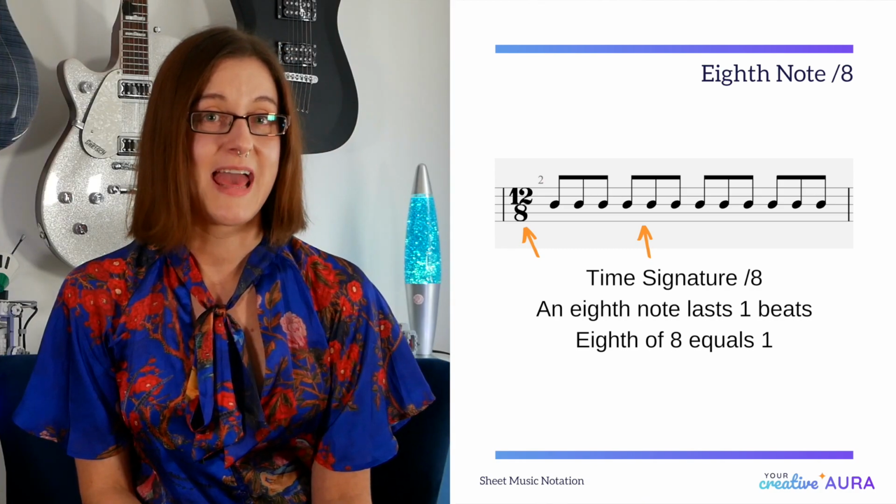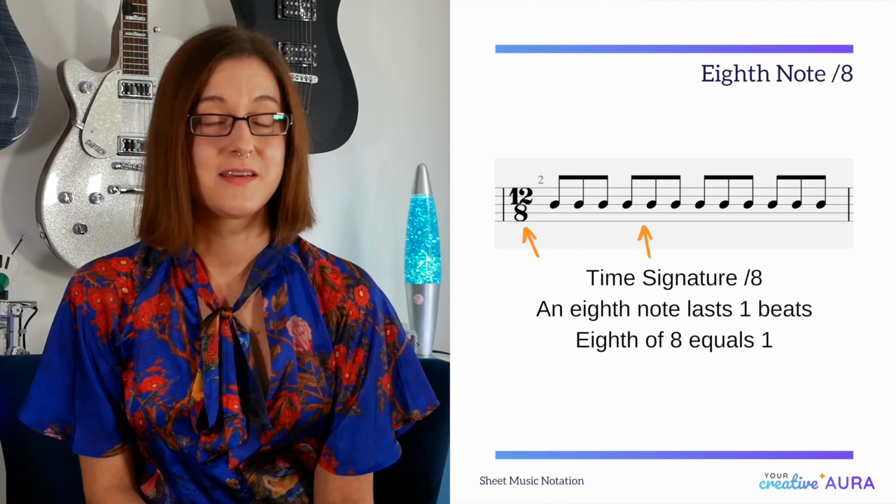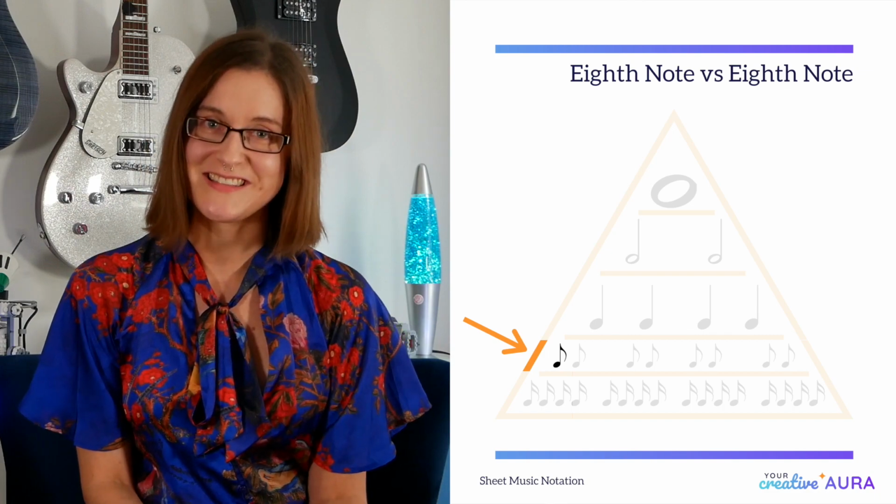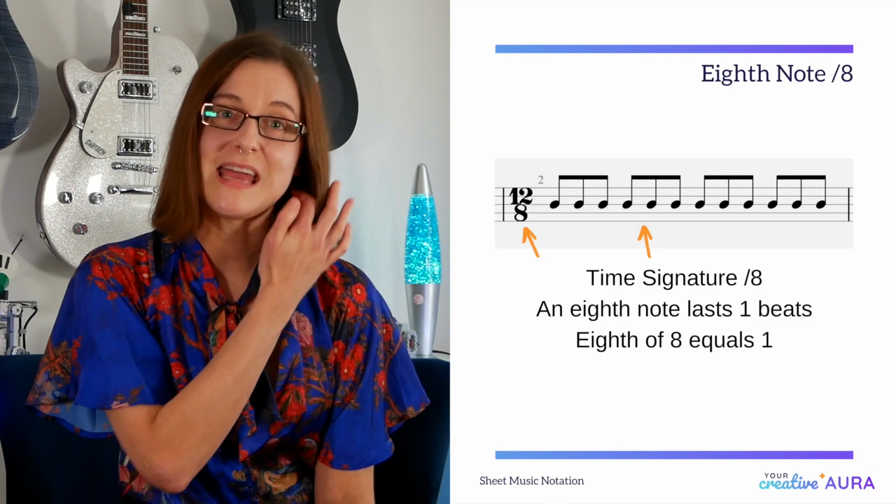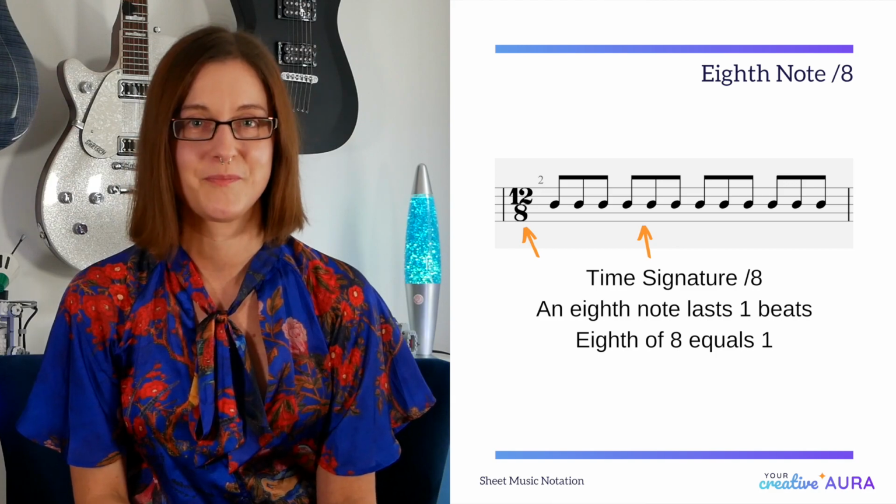So in time signature 12/8, an eighth note will last 1 beat because the time signature is based on itself. So you're going to need 12 eighth notes to fill the entire bar.